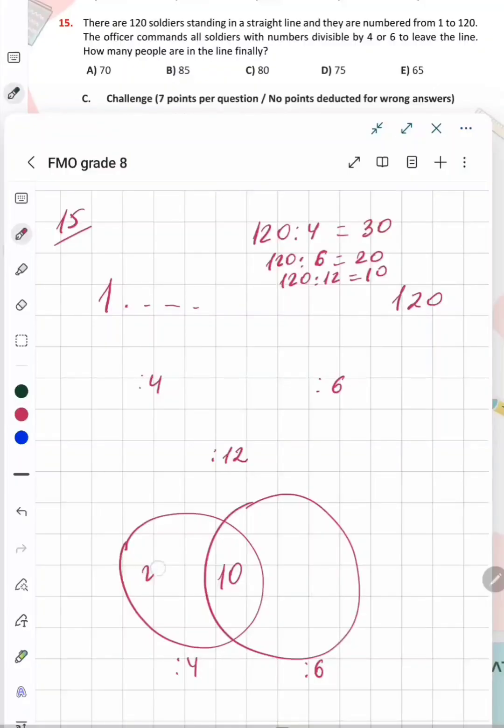Now 30 minus 10 will be 20, 20 minus 10 will be 10. In total we will have 20 plus 10 plus 10, which is 40 soldiers who are not in the line. So in the final line we will be left with 80 soldiers. Correct.